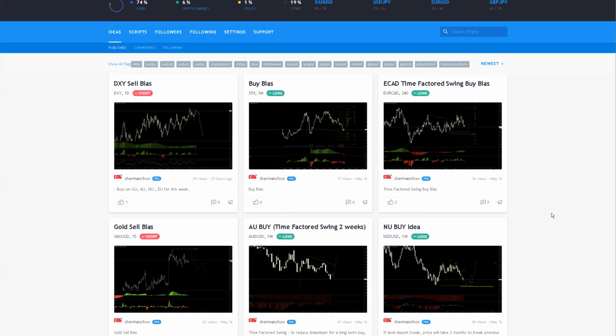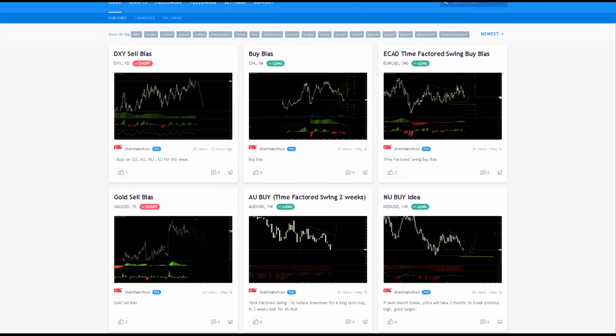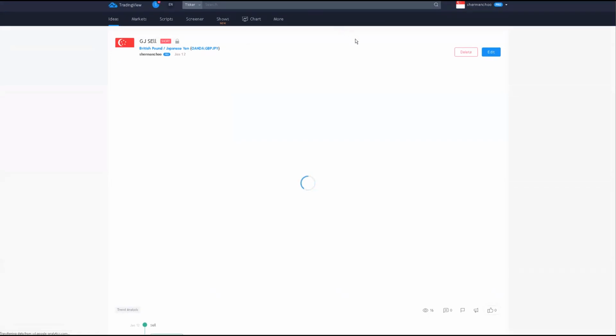So let's do a recap. Okay, I'm going to do a quick recap on the analysis that I did, sort of trade ideas I was looking at. First of all, I also want to take a look at this trade that I've been following for quite some time.